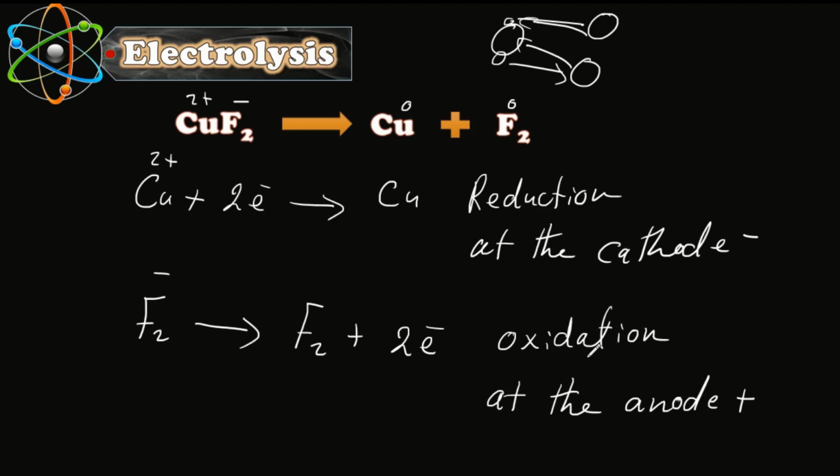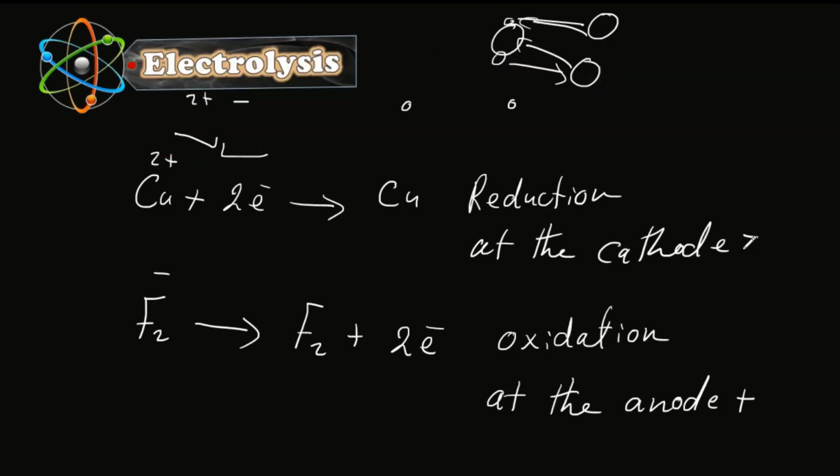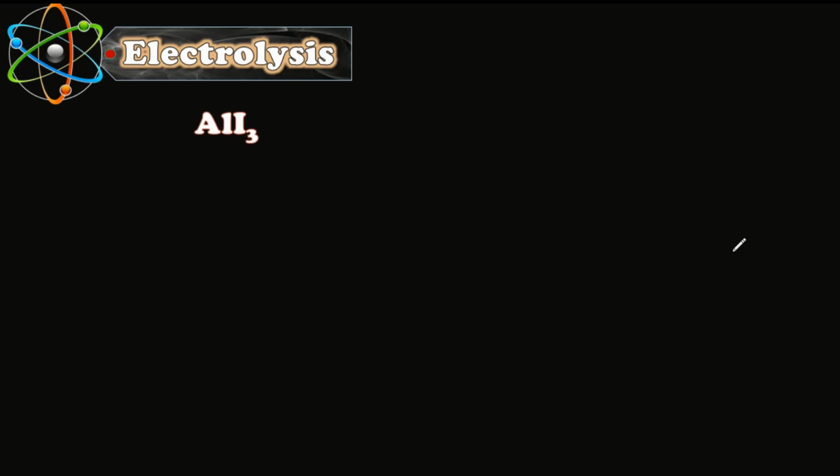I will remind you again, always the metal, the first one, will go to the cathode, the second will go to the anode. So let's have another example here. We have aluminum iodide, which will break down to give us aluminum plus iodine. This equation is not balanced.